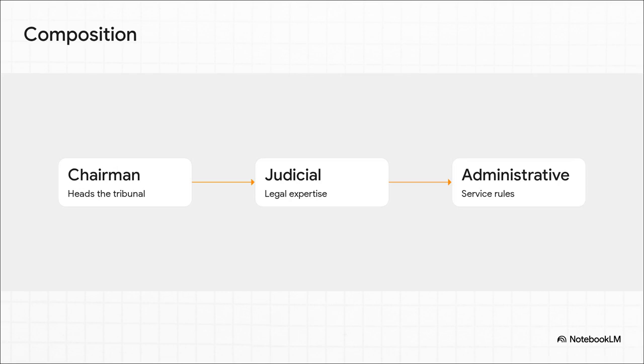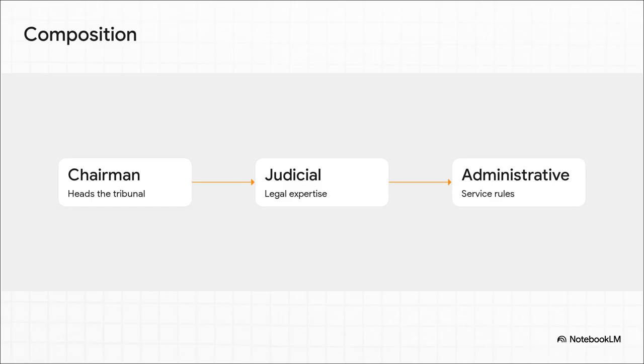Under that same heading, detail the composition. Step 1, Chairman. Step 2, Judicial members. Step 3, Administrative members. Now, just take a deliberate pause here and think about this hierarchy. Why on earth do we include administrative members alongside judicial ones?